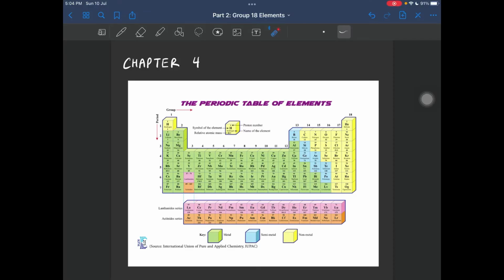Hello everyone, so today we'll be looking at Form 4 Chapter 4, the periodic table of elements, and specifically we'll be focusing on Group 18 Elements. So a short recap session before we start our lesson.